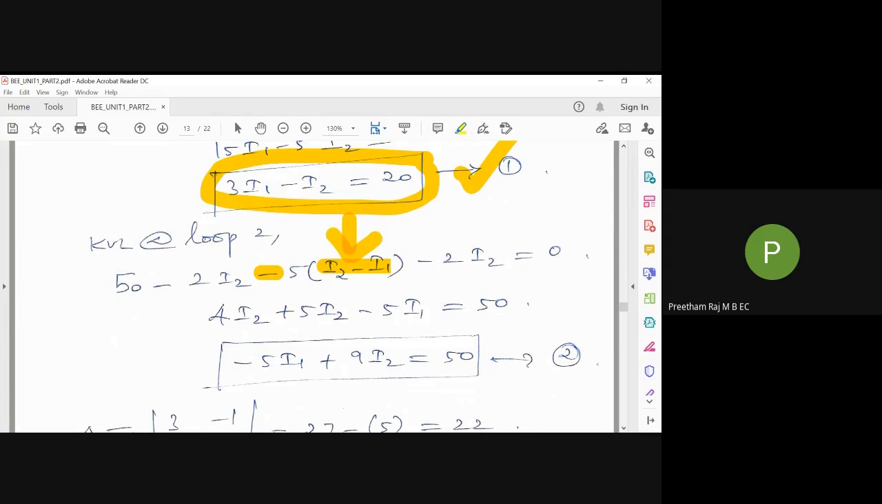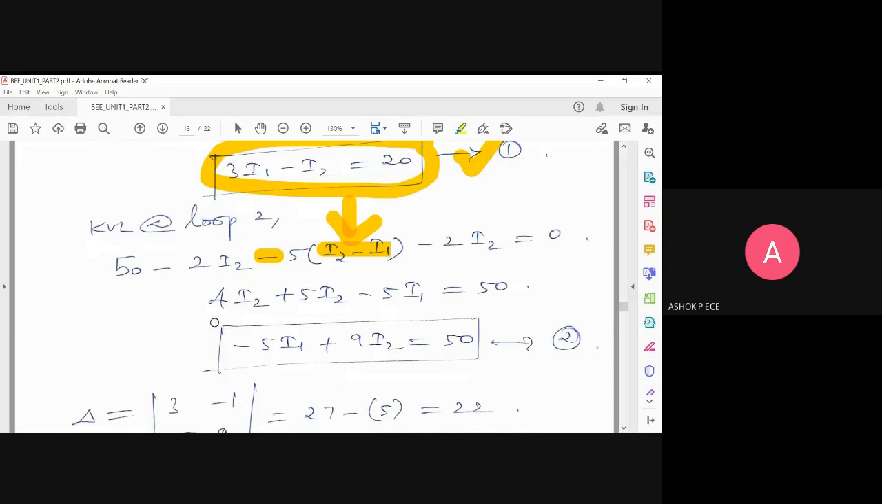Simplify, and you should get this equation: minus 5i1 plus 9i2 equal to 50. Check whether you are getting this equation. In the same way, you have two equations and two unknowns. Solve them and get the values of I1 and I2.